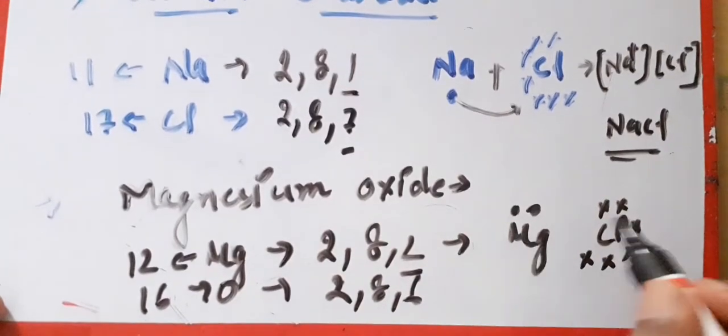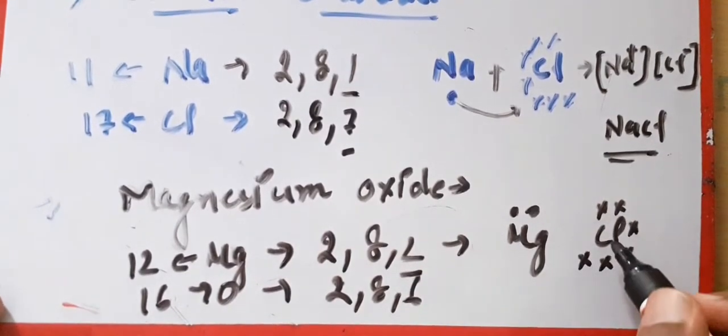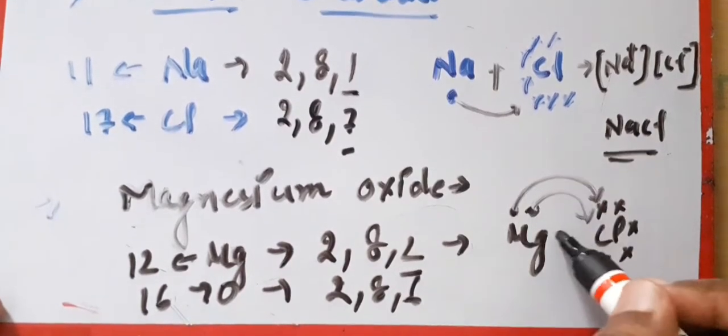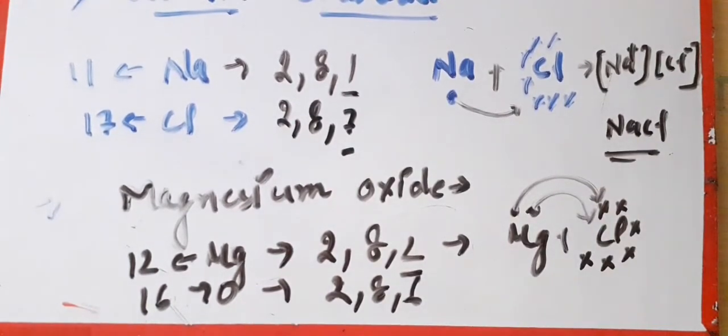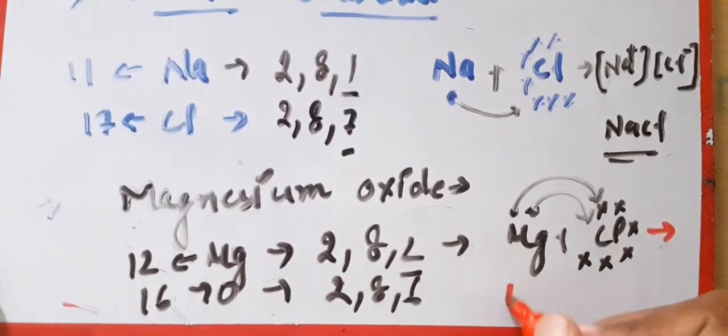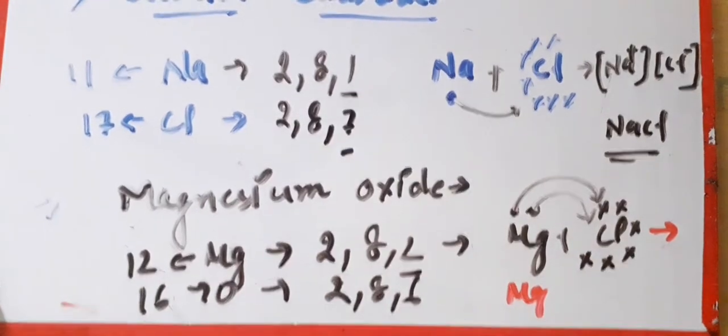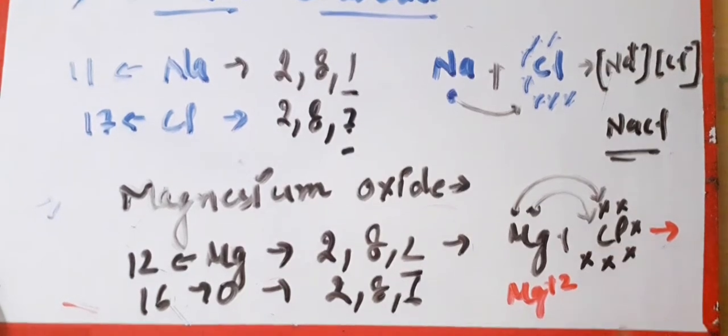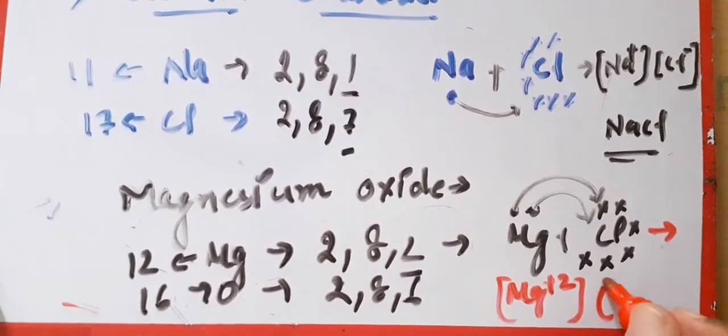So Mg needs to donate 2 electrons, and to get stable, oxygen needs to accept 2 electrons. So it will donate 2 electrons to it, and because it has donated 2 electrons, now what will happen? It will carry a positive 2 charge. And oxygen is accepting 2 electrons.